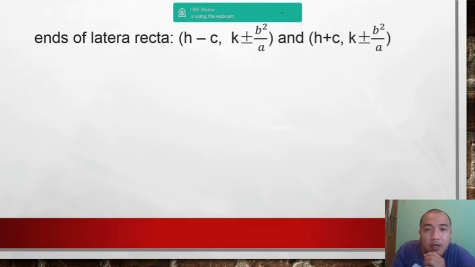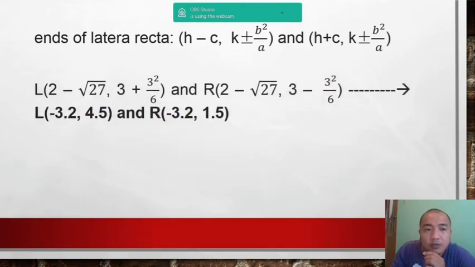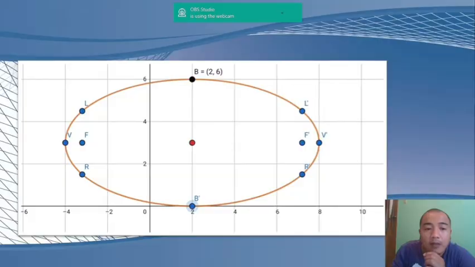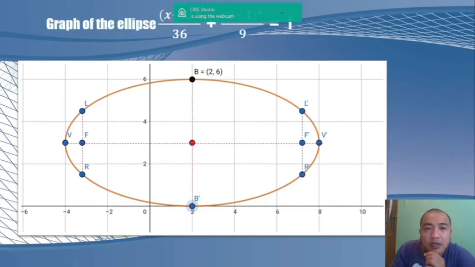Okay? Ends of the lateral recta, ayan, substitute. From the formula, we have negative 3.2, 4.5, negative 3.2, 1.5. And then another one, 7.2, 4.5, 7.2, 1.5. And we're now ready to sketch the graph. The ellipse with center at 2, 3. Yan, major axis, minor axis, and the two lateral recta. Alright? So this is the graph of the ellipse, x minus 2 quantity squared over 36 plus y minus 3 quantity squared over 9 equals 1. Center is at 2, 3.